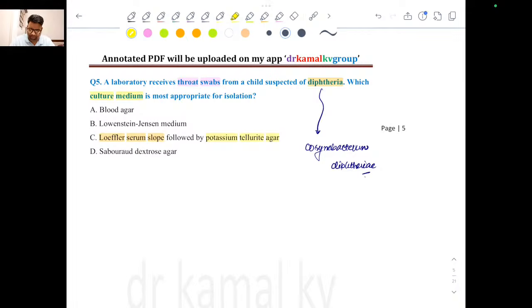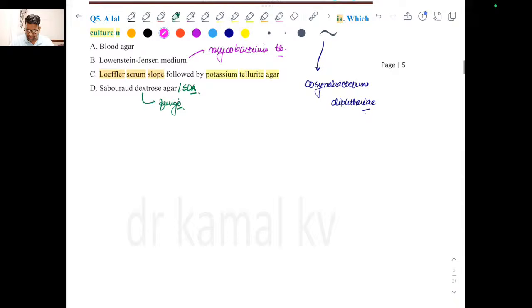Very good, Gaurav, Priya, absolutely right, bacho. So, LJ, this is for Mycobacterium, tubercle bacilli. Sabouraud's, this is for fungi, SDA, right? So this is SDA. So this is a very classical question, asked many number of times.